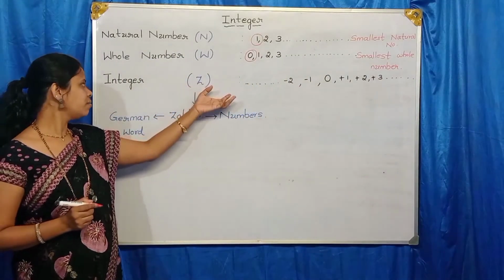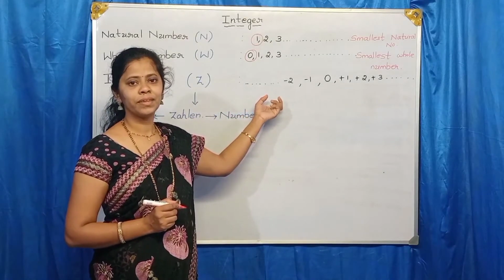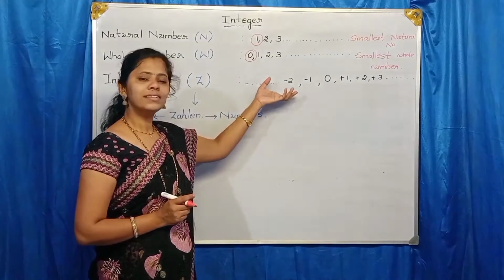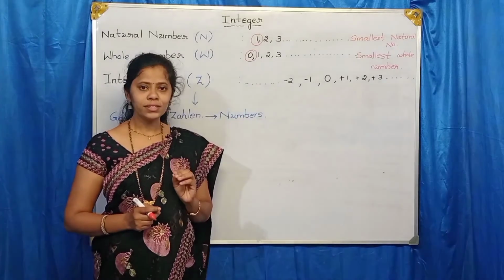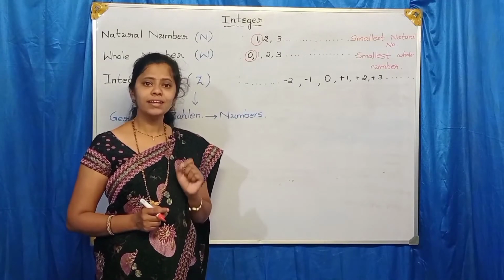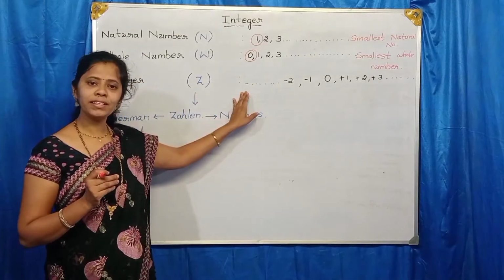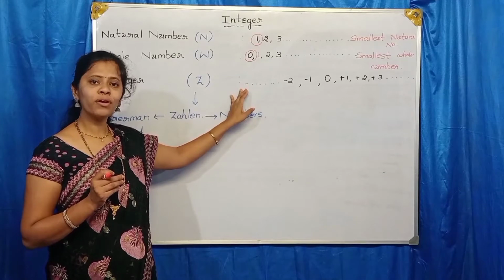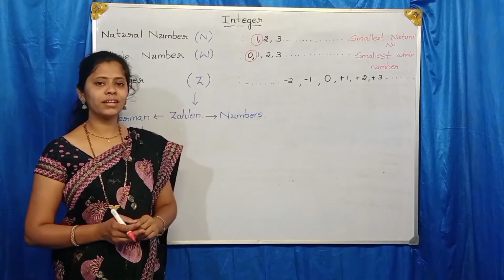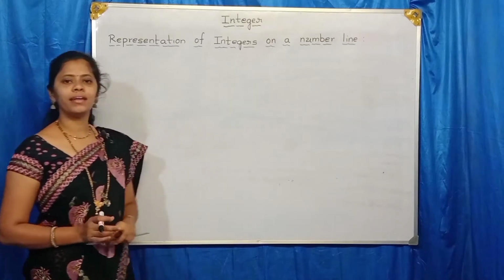Now, can you tell me which is the smallest integer? We can't say here because the greater number with a negative sign is the smallest integer. I will explain this later. To know about this, watch the video till the end. Representation of integers on a number line.